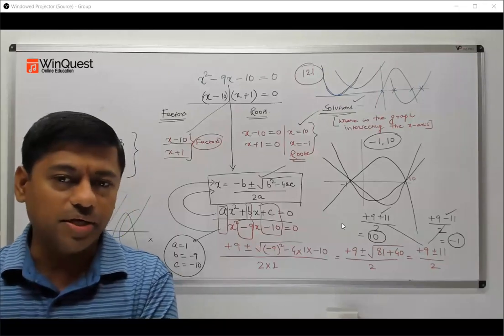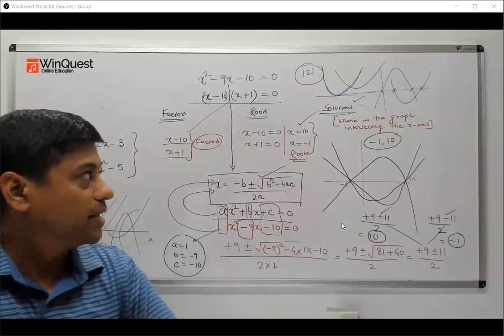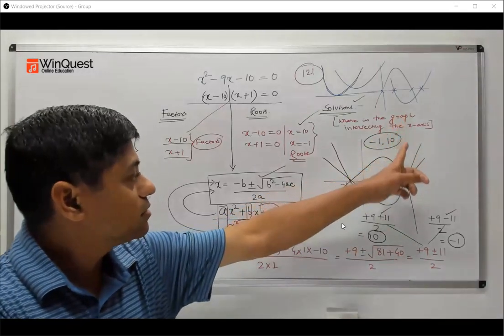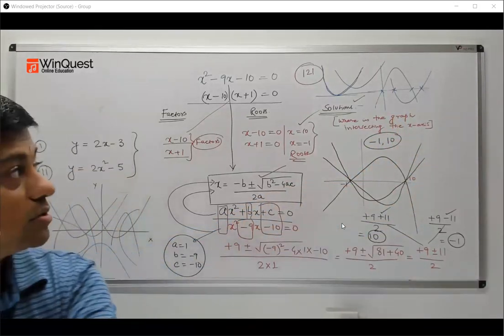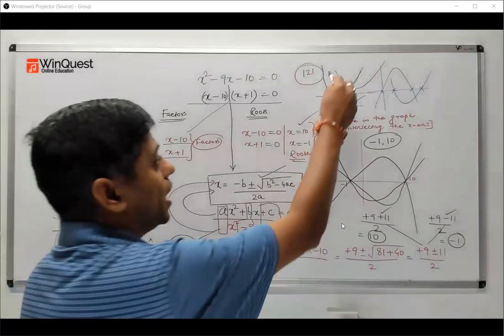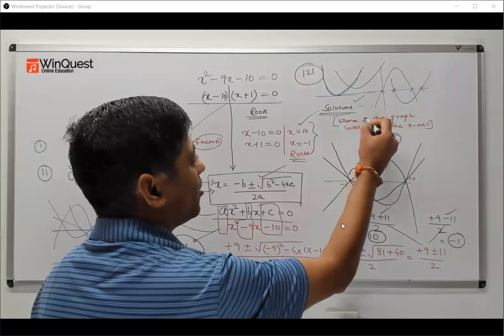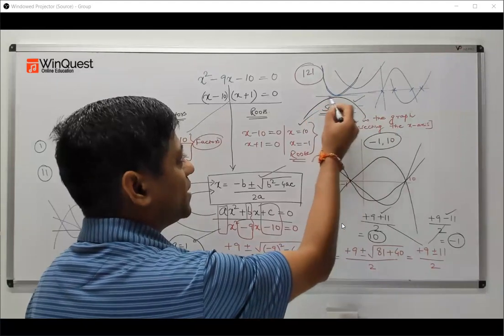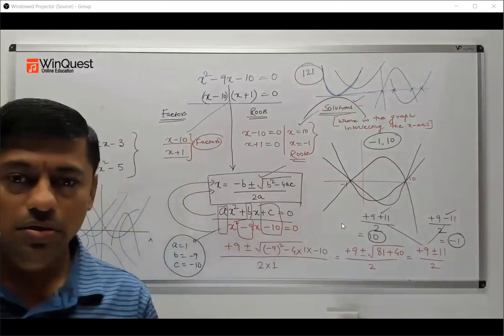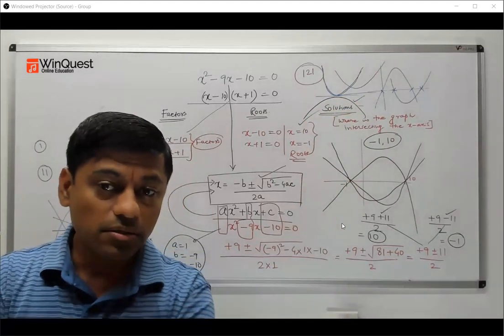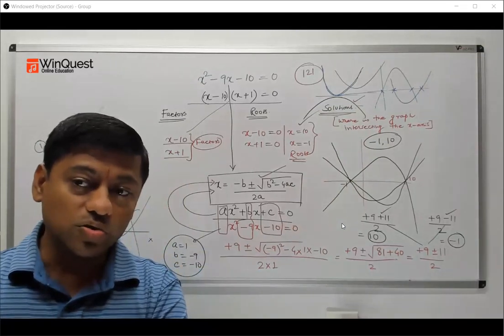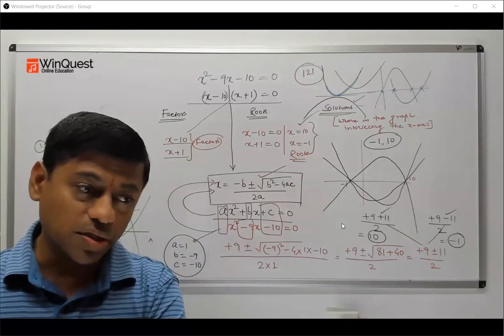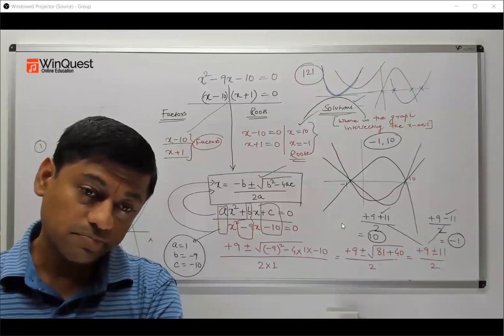Parabola can take any shape. It can go up like this, or it may be going down like this, but without touching the x-axis. Is there any solution for that? I would say no, there is no solution. If there is no solution, then there are no roots.